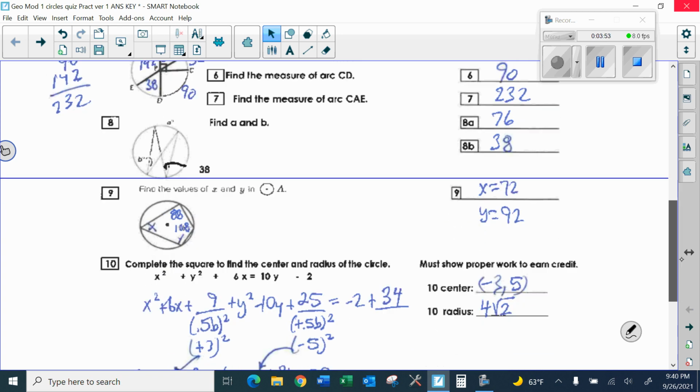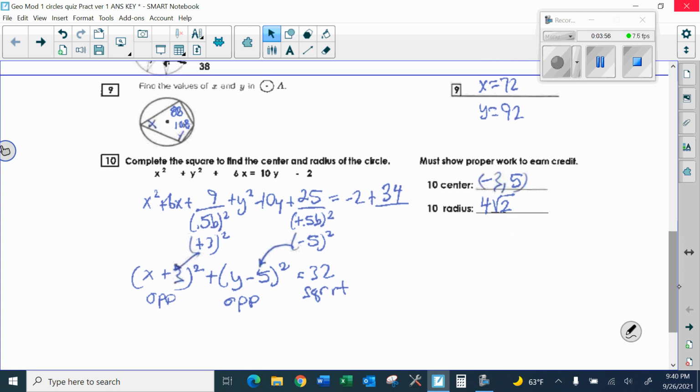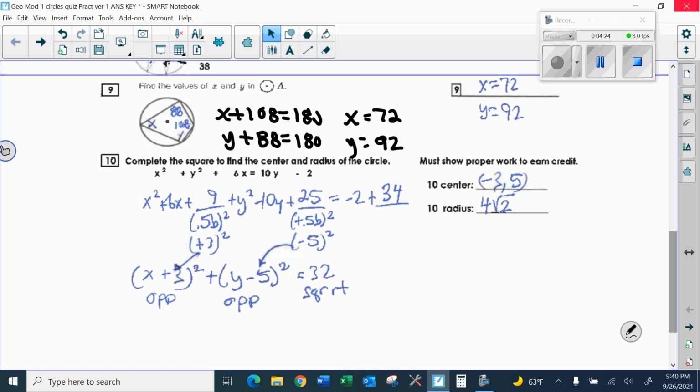Okay, next, 9. Find the values of x and y in circle A. We have an inscribed quadrilateral. You need to remember inscribed quadrilaterals. We know that the opposite angles are supplementary. So x plus 108 equals 180, and y plus 88 equals 180. So therefore I subtract the 108 across, I get x equals 72. Subtract the 88 across, and I get 92. And so there's my x and the y.